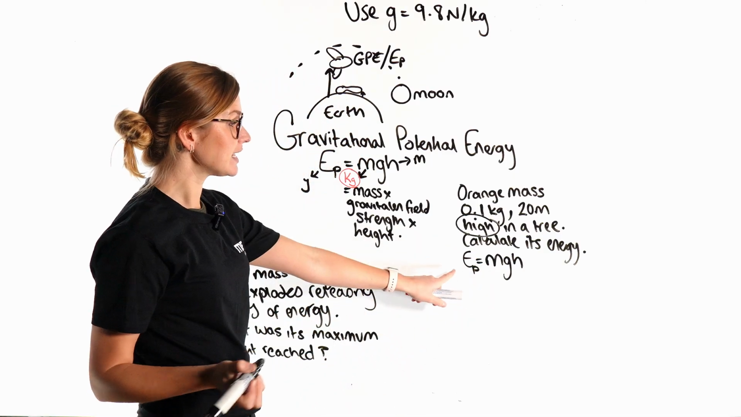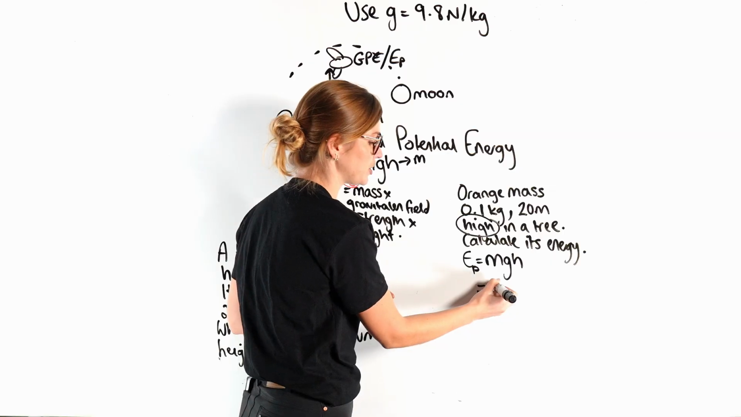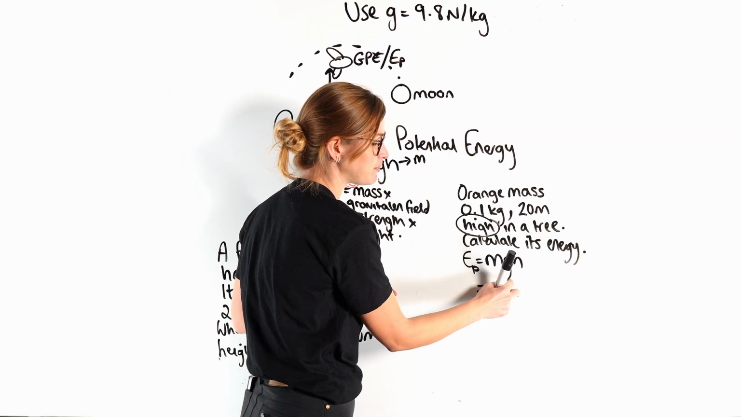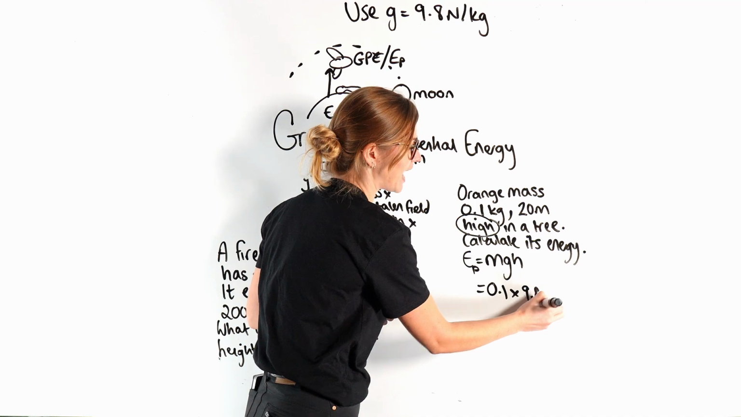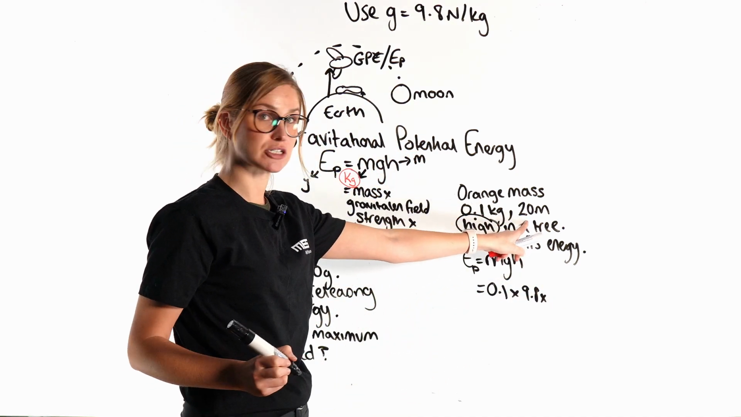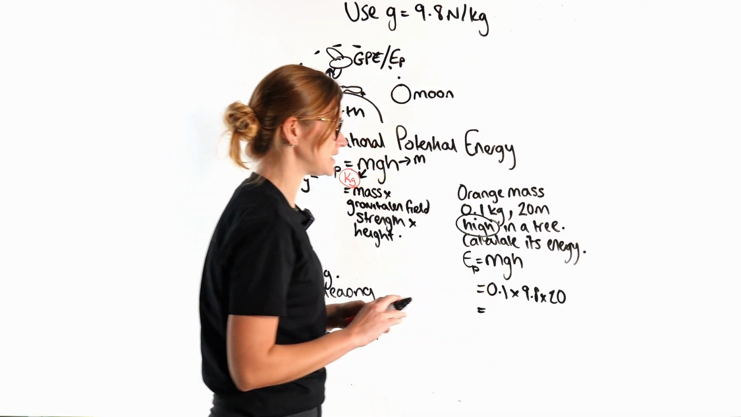So if I want to calculate the energy, what I need to do is use the mass. It gave me the mass in kilograms, so pretty good, 0.1, times g. It told me to use 9.8, times that height. It told me it's 20 meters up. So it's 20 meters up in a tree, and I want to calculate its gravitational potential energy.